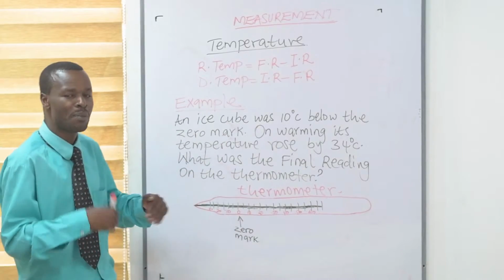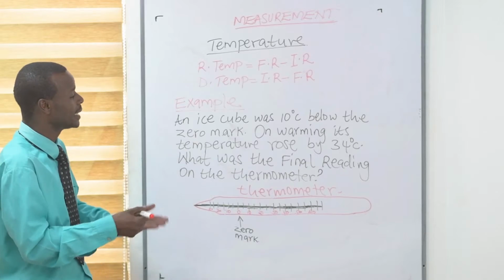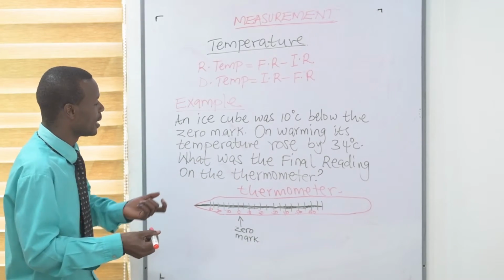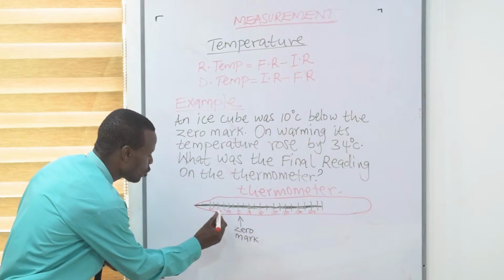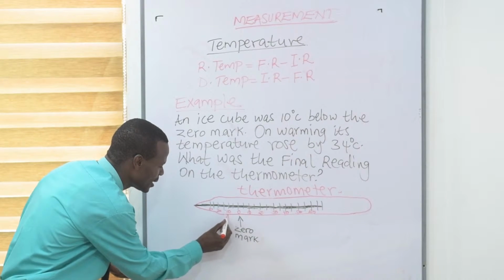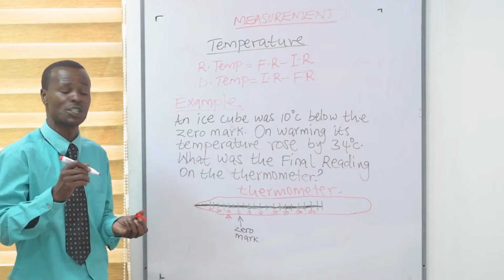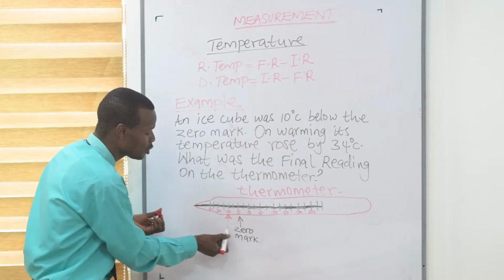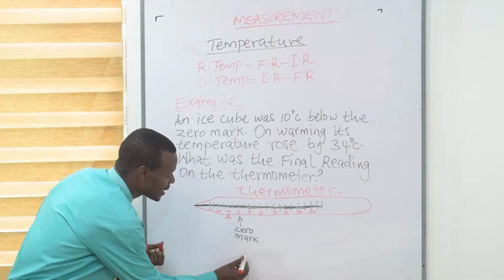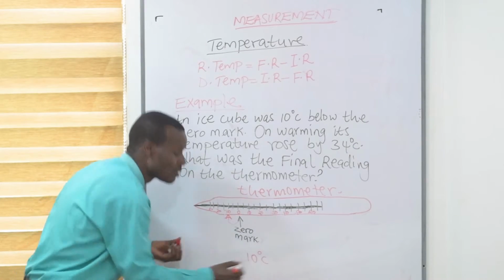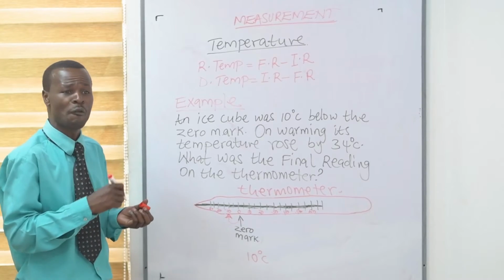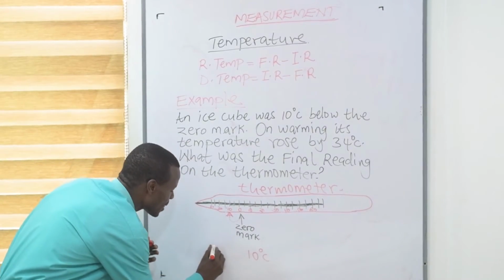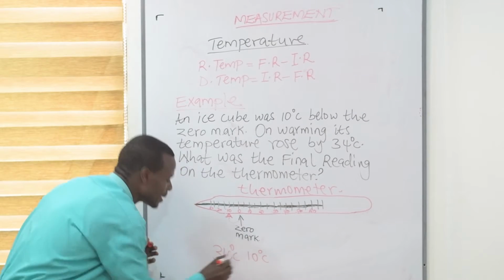Now, for us to read the zero reading, let's go back and see by how many degrees the temperature of the ice rose. It was at 10 degrees below the zero mark. So from 10 degrees to 0, that is 10 degrees centigrade, subtracted from the rise in temperature, which was 34 degrees centigrade.